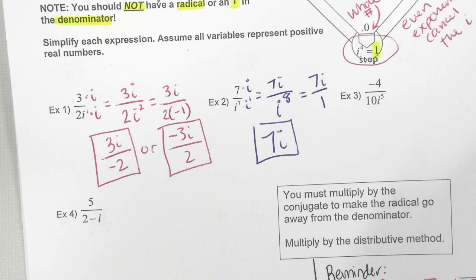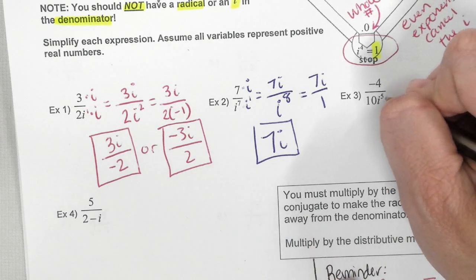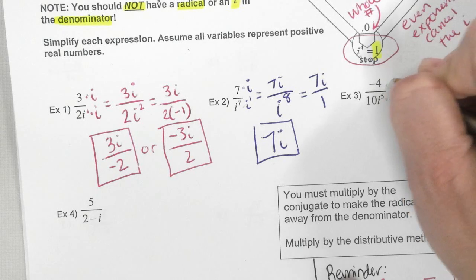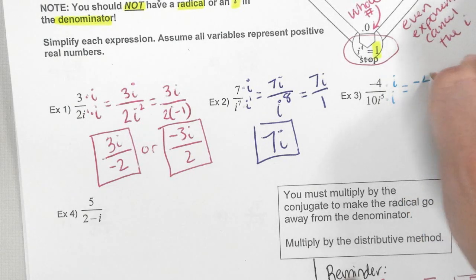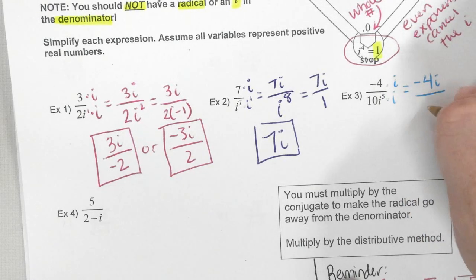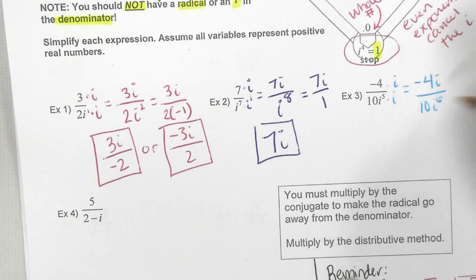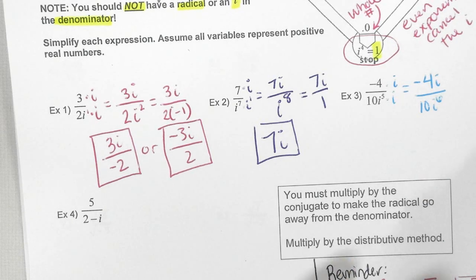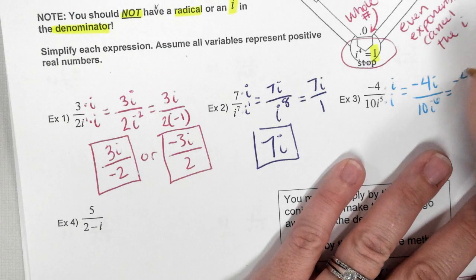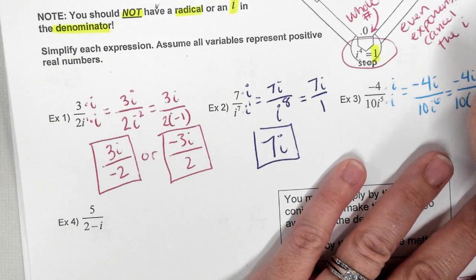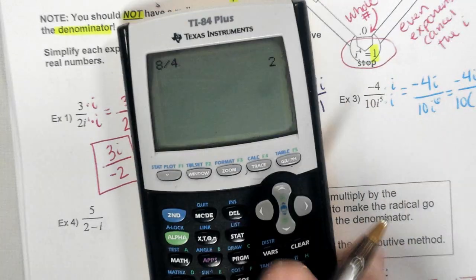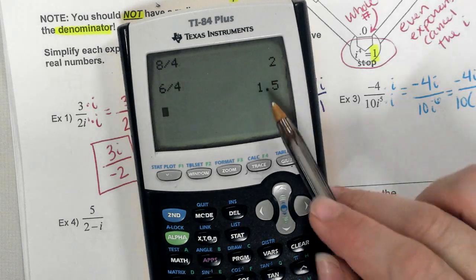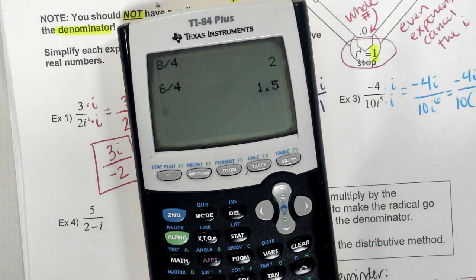Okay, so what do you do first? Multiply top and bottom by what? I. And that gives us negative 4i over what? 10i to the 6th. So I know I have negative 4i on top and 10 times something on the bottom. So 6 divided by 4 is 0.5. So it's going to be negative 1. Well, what's 10 times negative 1?